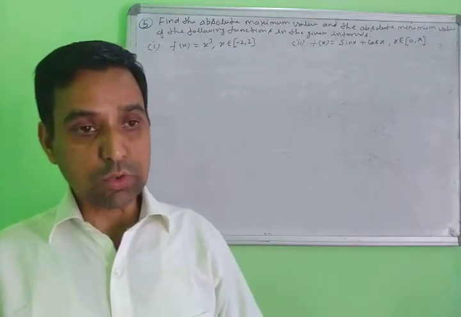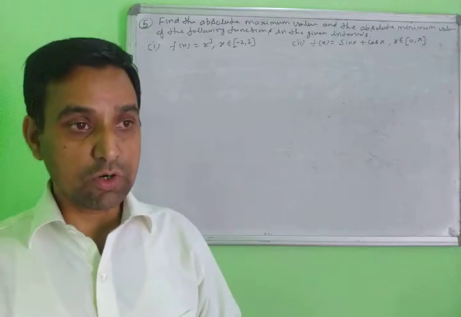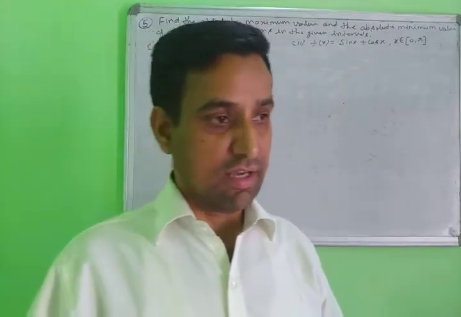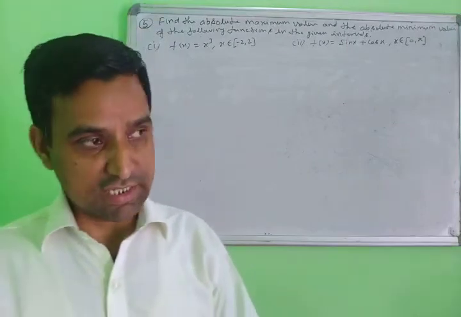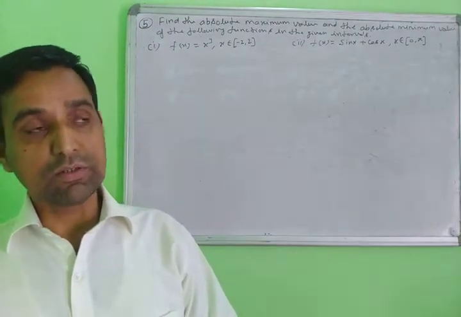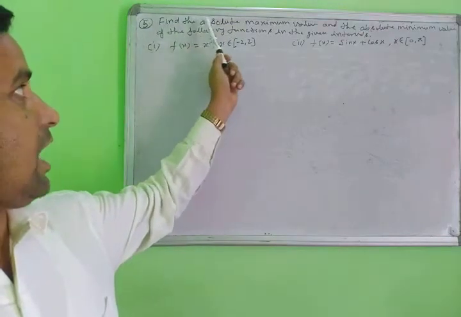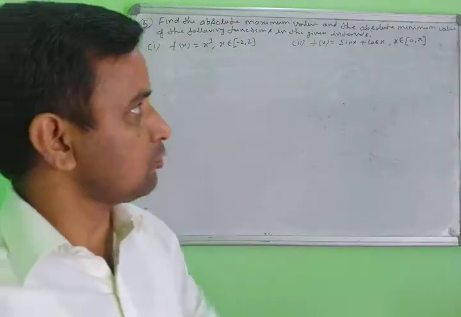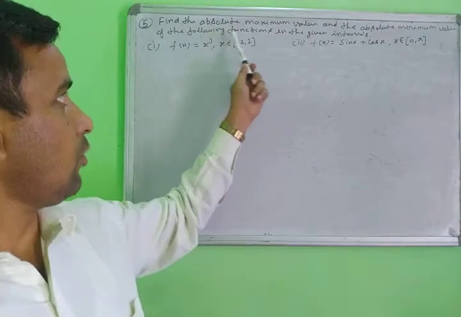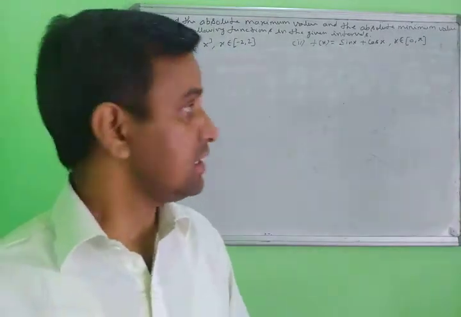In this exercise, two lectures have been completed. Today is your third lecture in this exercise. This is a very important exercise. Now today I am taking question number 5 in this exercise. Find the absolute maximum value and absolute minimum value of the following function in the given intervals.